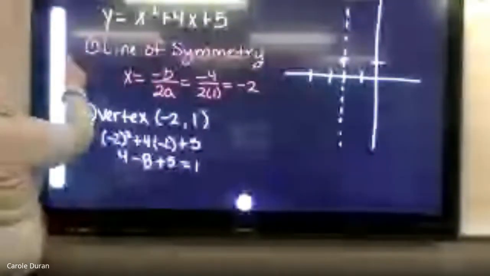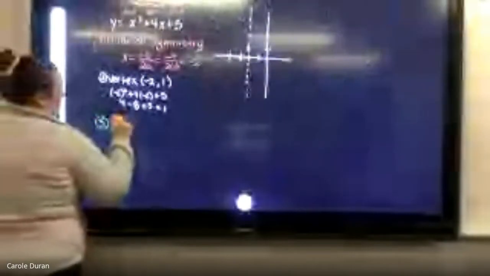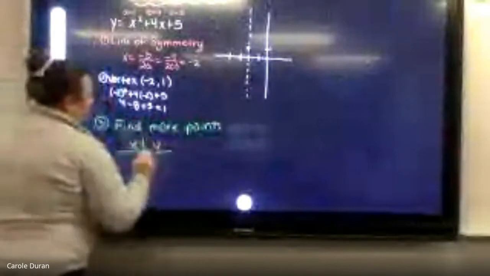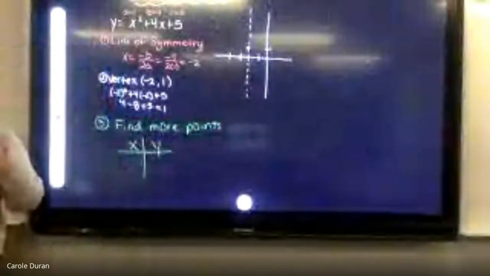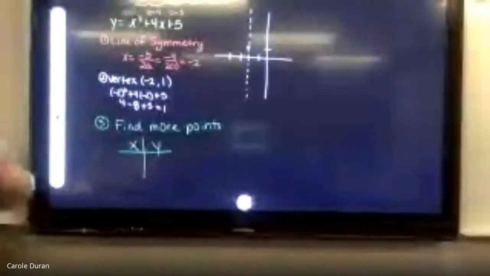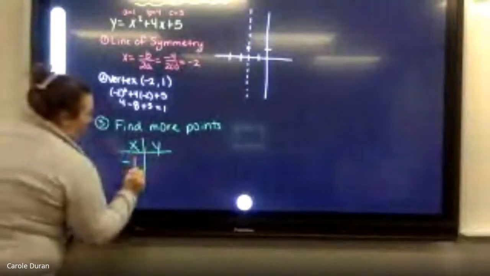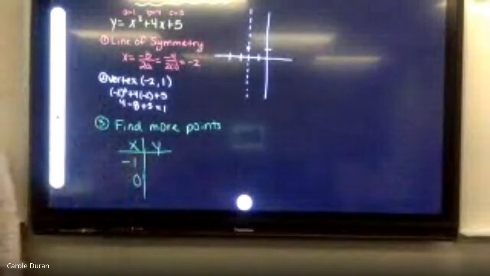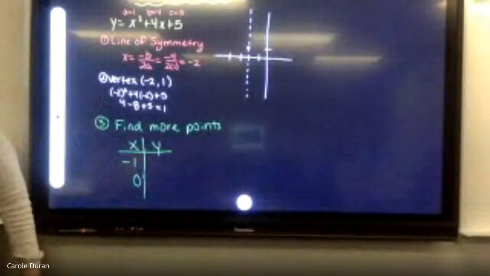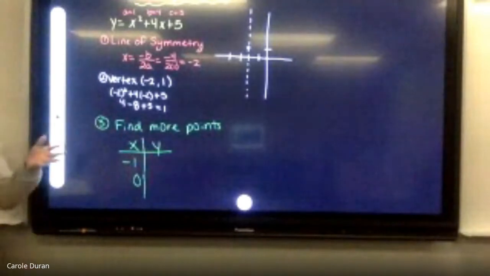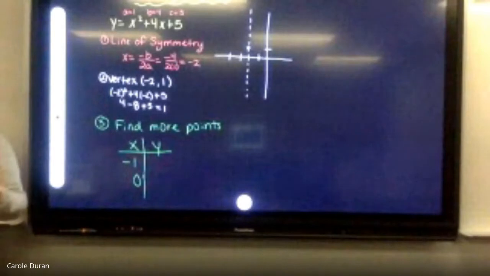To find these extra points, we just go ahead and do an XY table. So that's step 3. When we do our XY table, I always pick numbers that are extremely close to my line of symmetry. So because my line of symmetry was negative 2, I'm going to use negative 1 and 0 because those are really easy numbers to plug in. So I go ahead and I substitute these values in for the x, and I simplify.